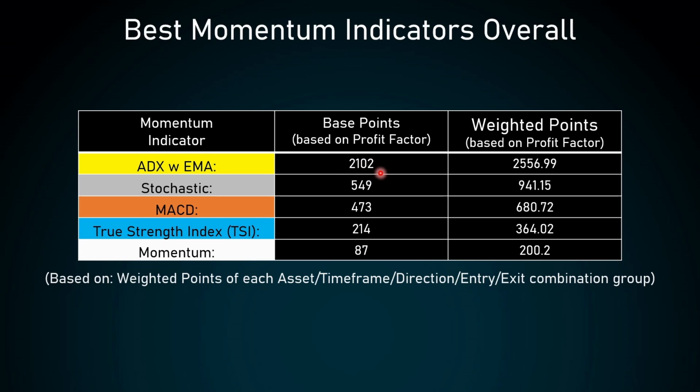Its base point count is almost 4 times as much as the second place winner could get, which is a pretty big difference. So overall, the best momentum indicator is the ADX with an EMA. But of course, if you want to see a part 2 of this video where I could use all these indicators in a slightly different way, let me know in the comments.